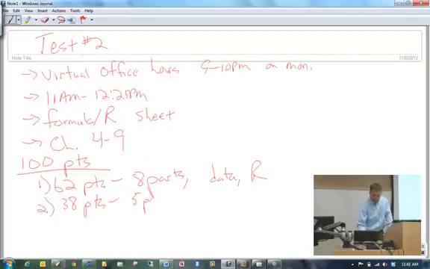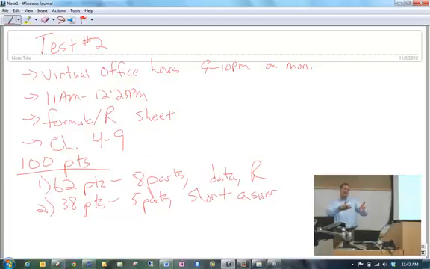There are 5 parts, and simply these are short answer questions where the parts are not necessarily connected in any way. So similar to the last exam, I think I had some short answer questions at the end. That's what these are like. You might have to write a couple sentences, maybe 4 sentences, to answer a particular question.